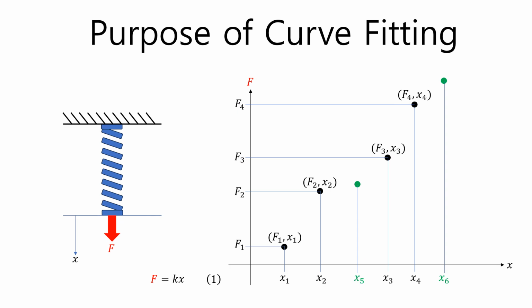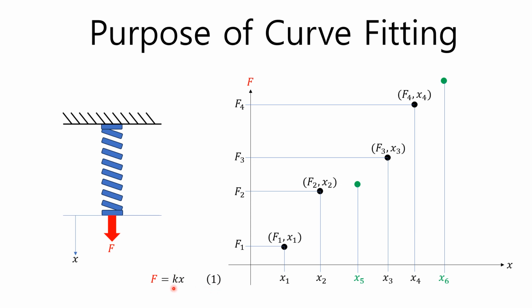Let's consider again the purpose of curve fitting. For example, consider the simple case of measuring the displacement as shown in the figure. Let us assume that we have obtained data measuring four forces corresponding to four displacements. Is there a way to calculate from these four pieces of data what the force is at any other arbitrary displacement, say x5 or x6? We already know that the relationship between springs and forces is expressed in equation 1. However, we don't know the exact value of k.